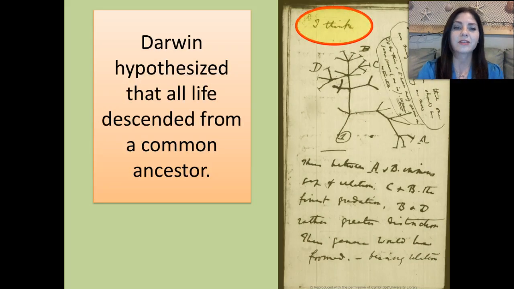So Darwin hypothesized that all life descended from a common ancestor. This is actually one of the pages from his book. He says, "I think," and then he drew this tree, basically stating that everything evolved from a common ancestor right here.